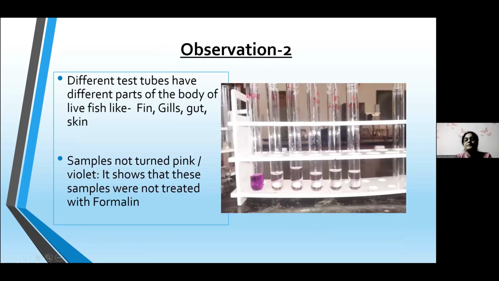Now, this is the next experiment, in which the fish was collected from the live fishes, and the samples from the live fishes show no color change. One test tube has the purple color, which is distilled water having formalin, because it clearly causes some doubt whether we are going in the right direction or not. So I used distilled water with formalin and then used the SIFS reagent, to see whether it changes or not. So it changes, but the rest of the test tubes have no formalin, because these samples were not treated with formalin.